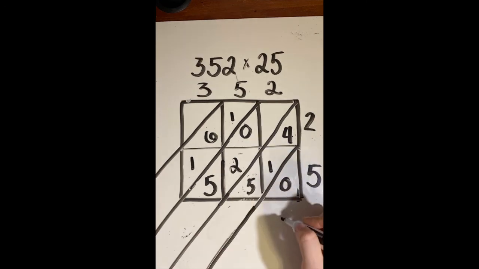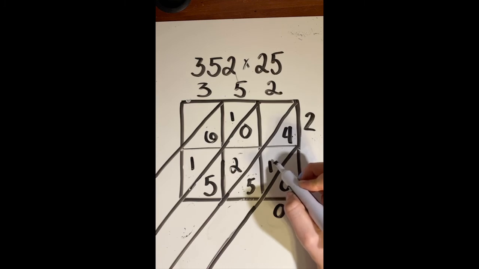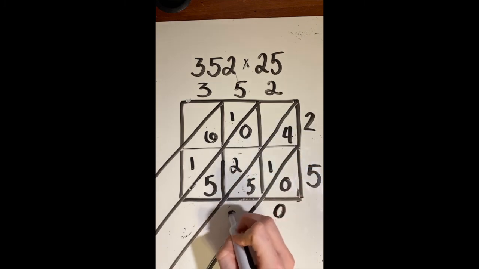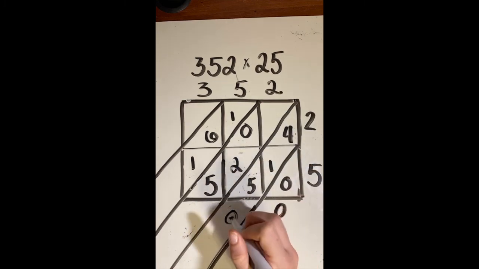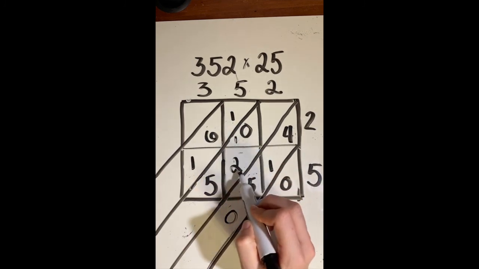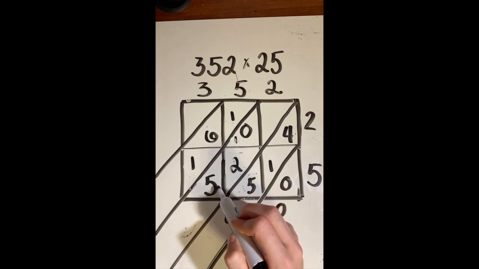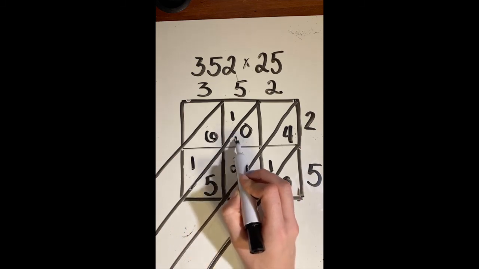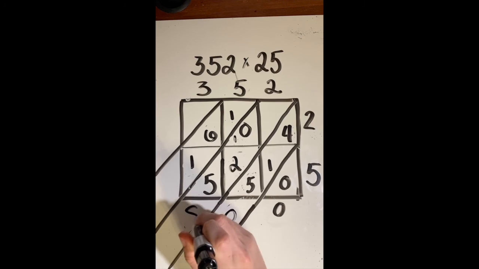So starting in our ones place, we have 0. Then we have 4 plus 1 is 5. 5 plus 5 is 10. Remember, we can't write 10, so we have to write the 0 from 10 and carry over our 1. 0 plus 2 is 2, plus 5 is 7, plus that extra 1 we carried over is now 8.